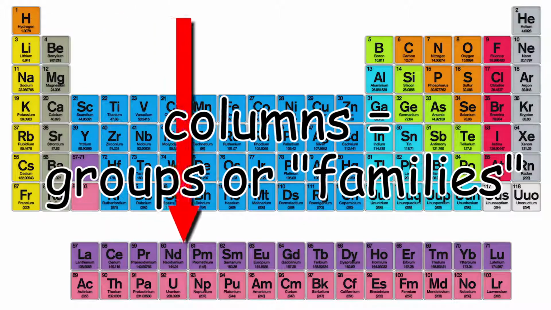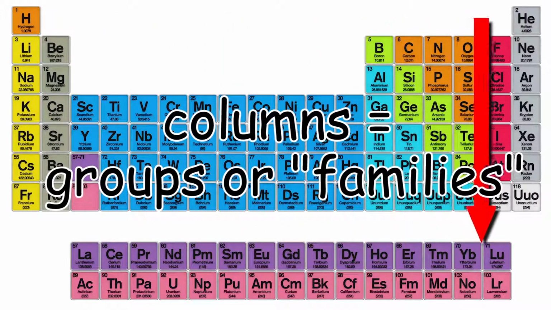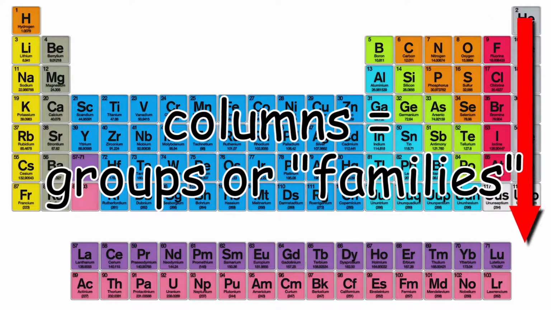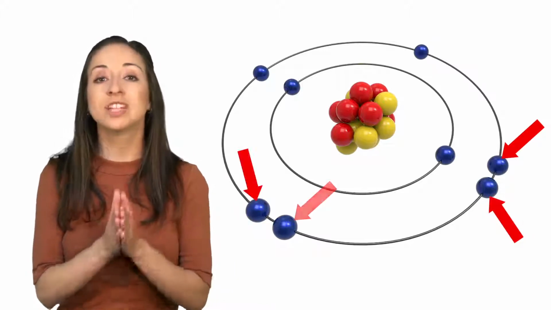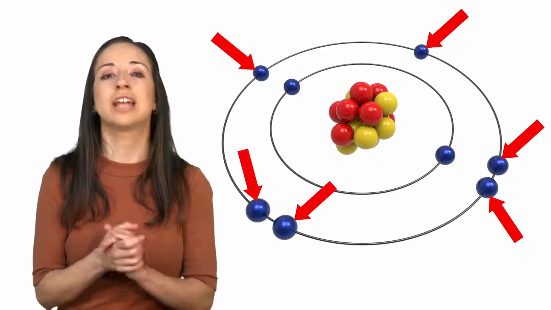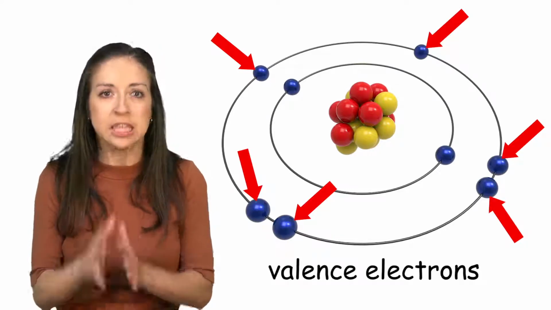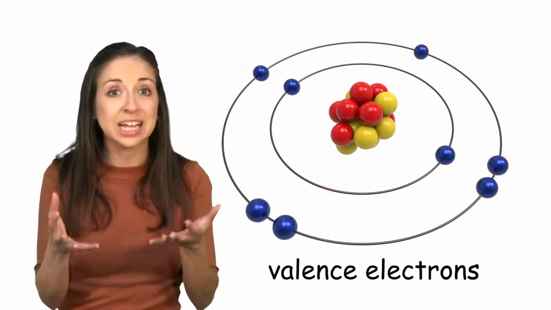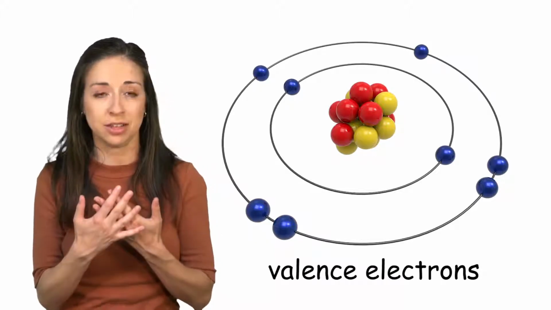A column is an element family that shares common characteristics, and it is the best way to predict the behavior of an element. The properties of these families are determined mostly by the number of electrons in the outer shell of an element's atom, which are called valence electrons. The outermost electrons, or valence electrons, determine how the element will bond with other elements.